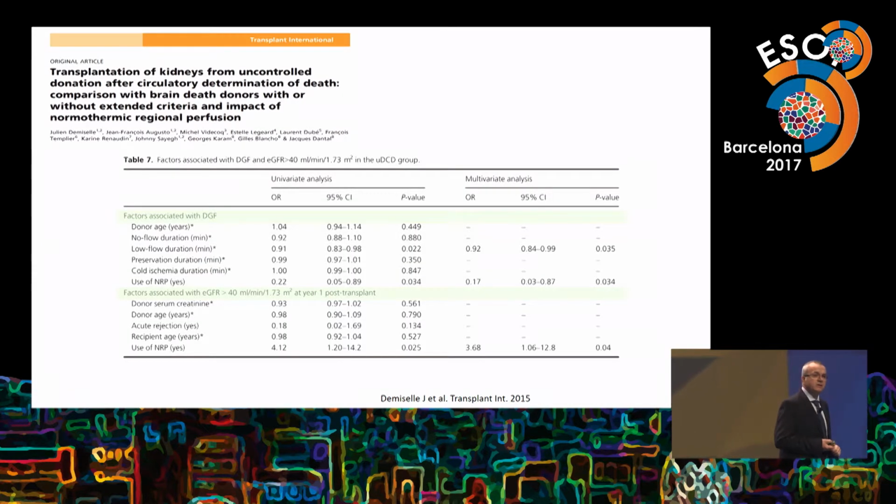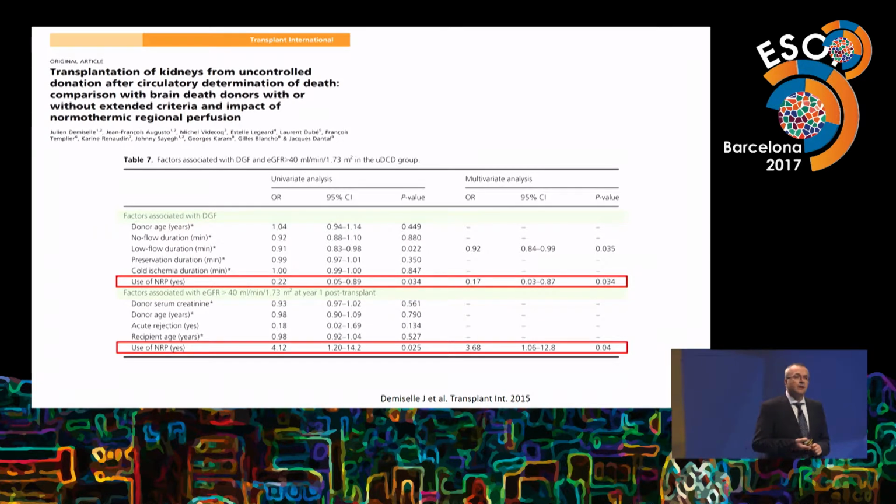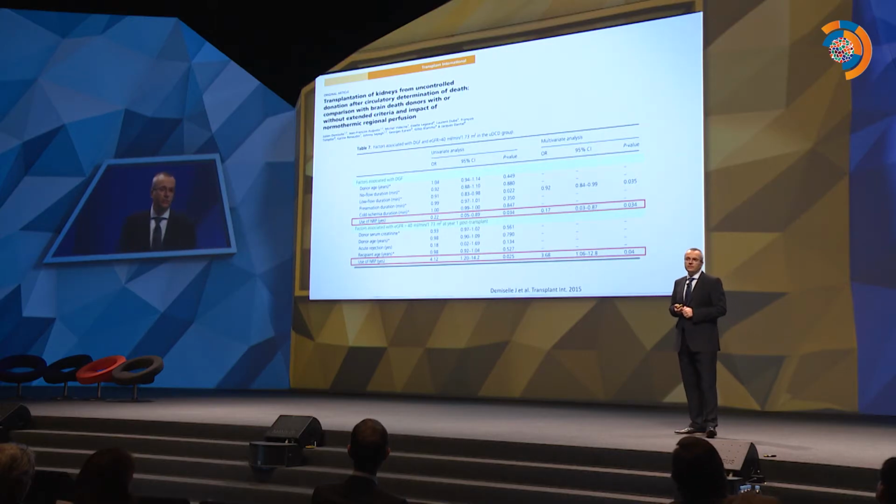Similar effects were noted in kidney, and this is French experience in uncontrolled DCD donation, where first of all, they've shown that the use of NRP is associated with a significant reduction in DGF. And again, it's the only predictive factor for a better kidney function at 1 year, as defined by a GFR of over 40 mLs per minute.